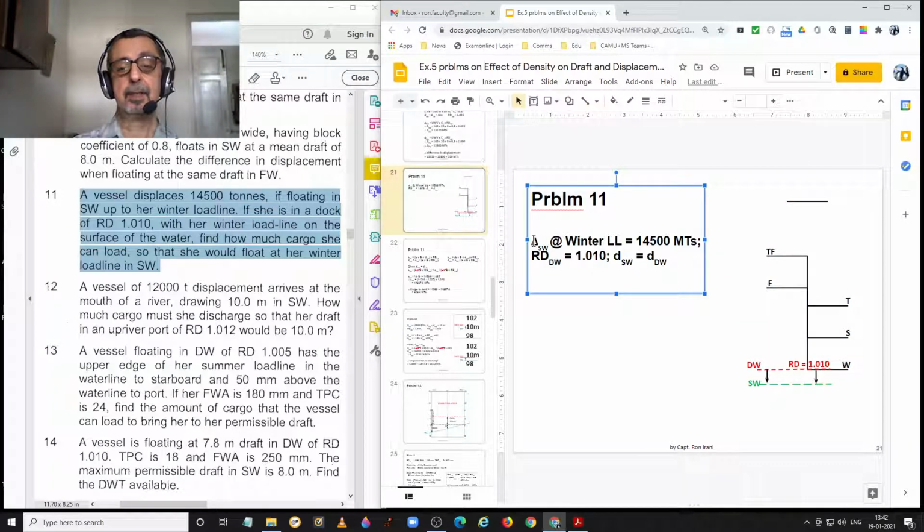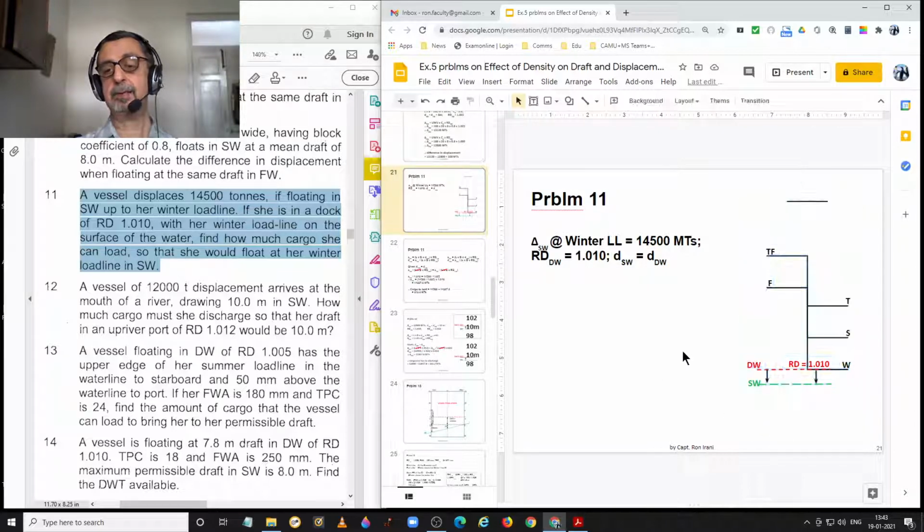Given in the problem, the data is displacement in salt water at the winter load line is equal to 14,500 metric tons. And she is floating now in dock water 1.010. The draft in salt water is equal to the draft in dock water. We have to find how much cargo she can load so that she would float at her winter load line in salt water. Now consider the drawing on the right hand side.